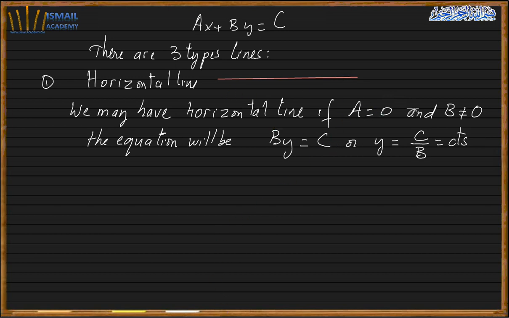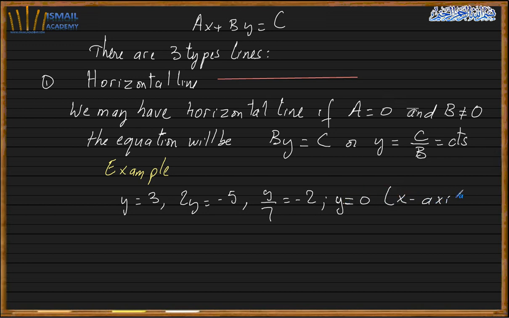So let me give you an example of a horizontal line. For example, y equals 3, y equals minus 5, y over 7 equals minus 2, and so on. We can even have y equals 0, which is a horizontal line. Y equals 0 is most of the time the x-axis. So keep in mind when you have y equals 0, it means the x-axis.